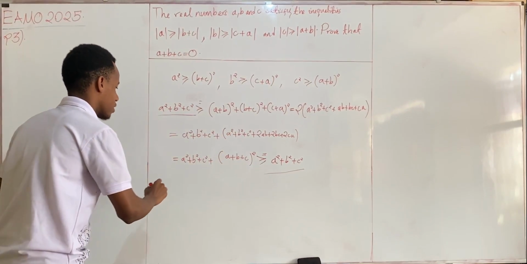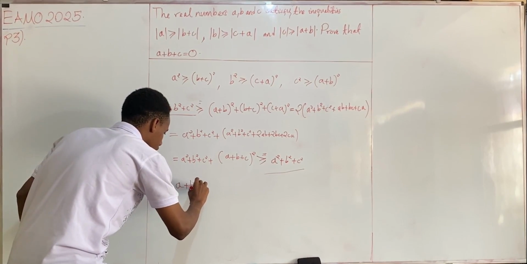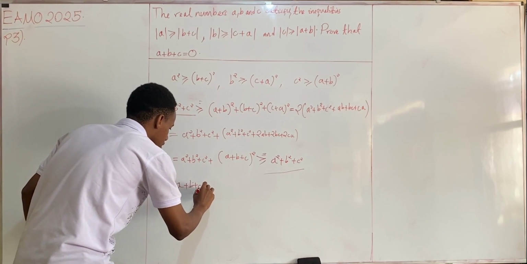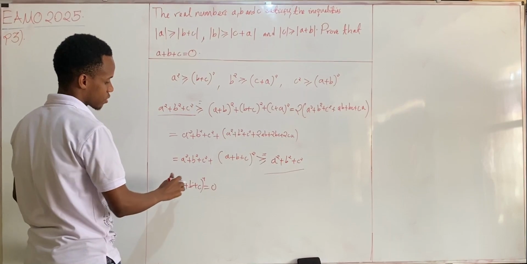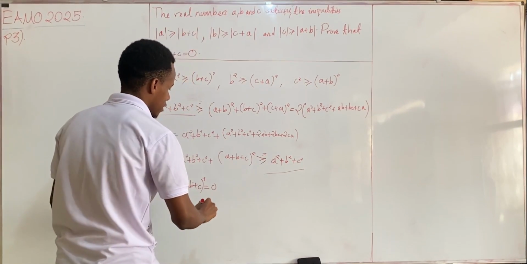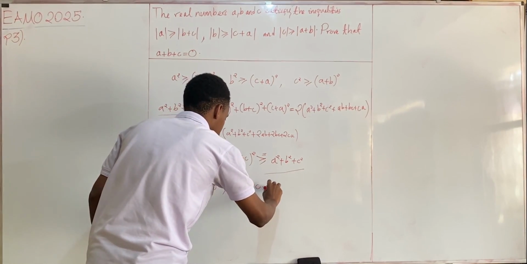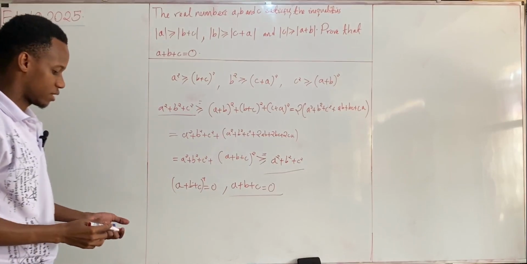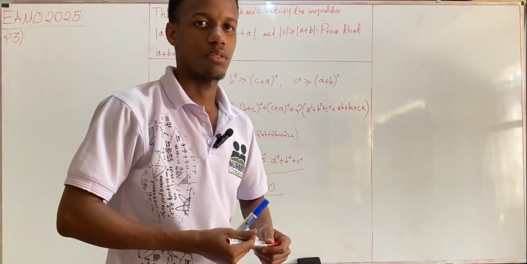So we are forced to conclude that the sum of a, b, and c squared has to be equal to 0. Now, a square of a real number is 0 if and only if that real number itself is equal to 0. So in this case, we end up with the conclusion that the sum of a, b, and c has to be equal to 0. And that is the solution for this problem.